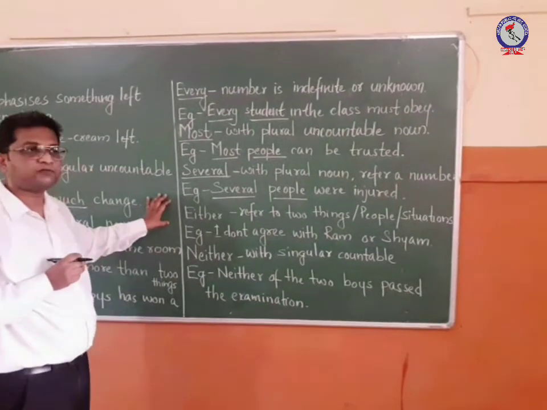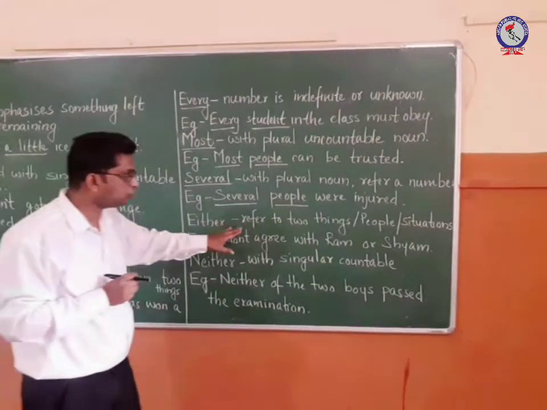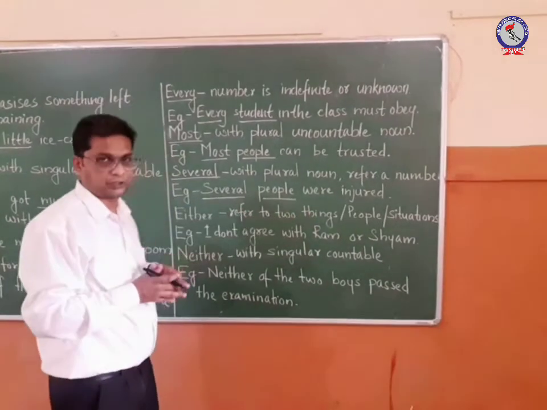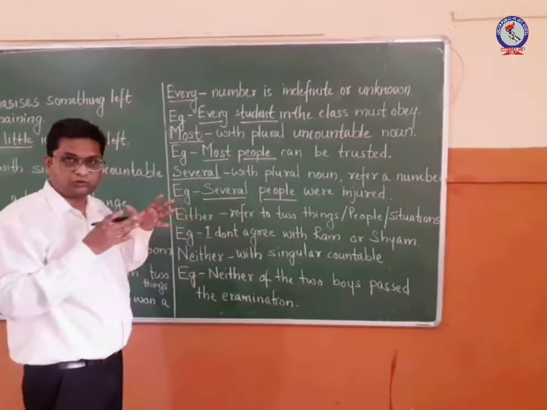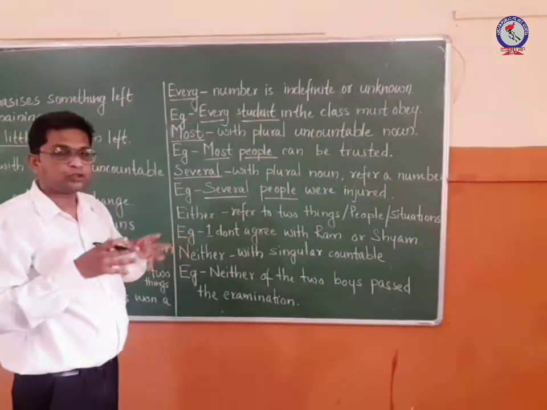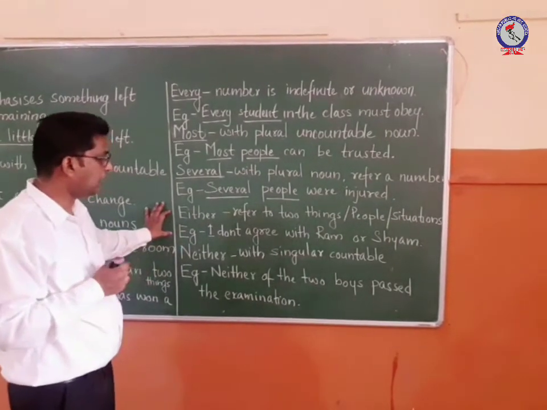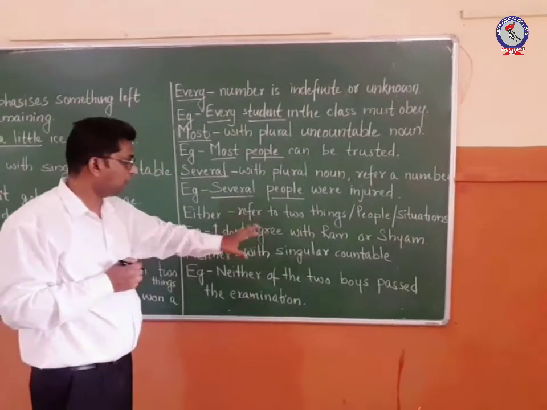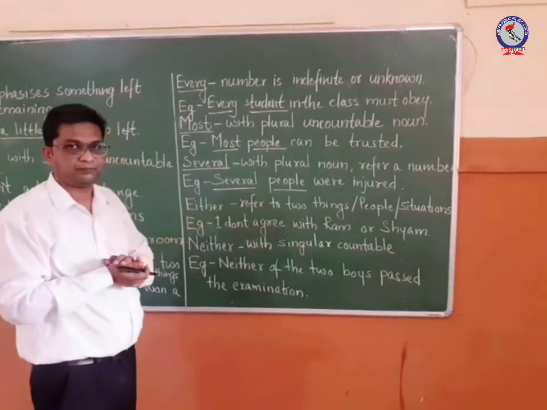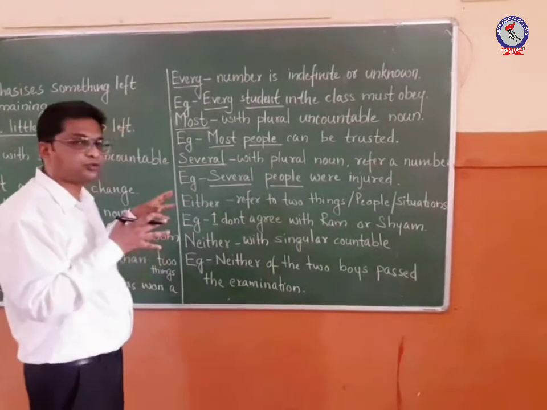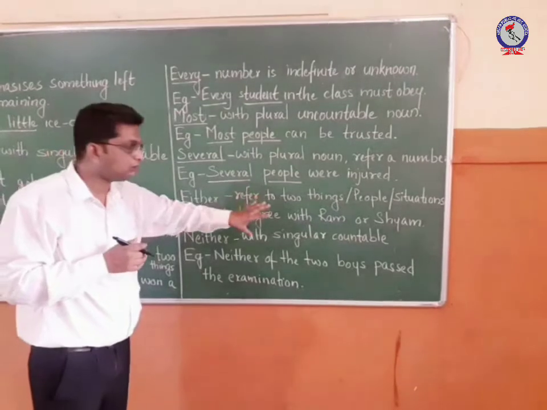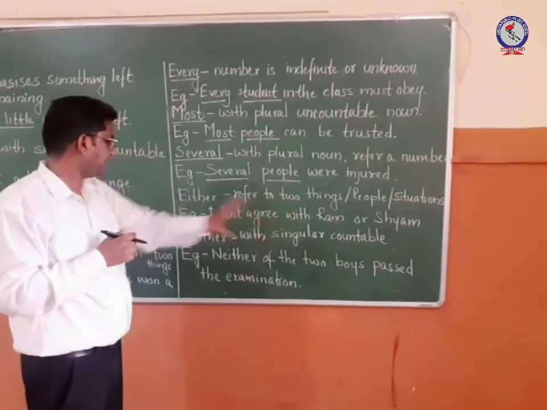Now see the use of either. It refers to two things, people and situation. There will be two things, people or situation. Example: I don't agree with Ram or Shyam. So we will use either. I don't agree either with Ram or Shyam.